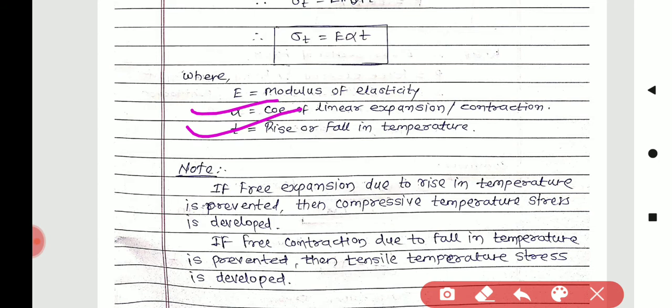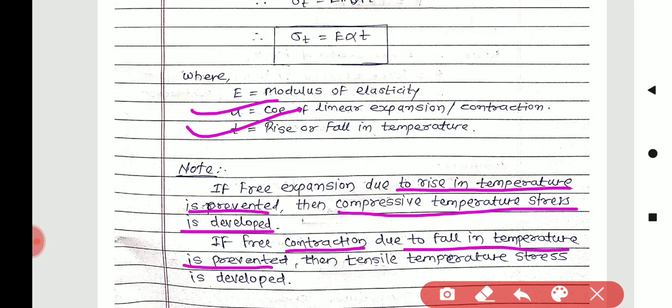Now here again note it down. If free expansion due to rise in temperature is prevented, then in that case compressive temperature stress is developed. And if free contraction due to fall in temperature is prevented, then in such a case tensile temperature stress is developed. Vice versa: rise in temperature, compressive stress; fall in temperature, tensile temperature stress.